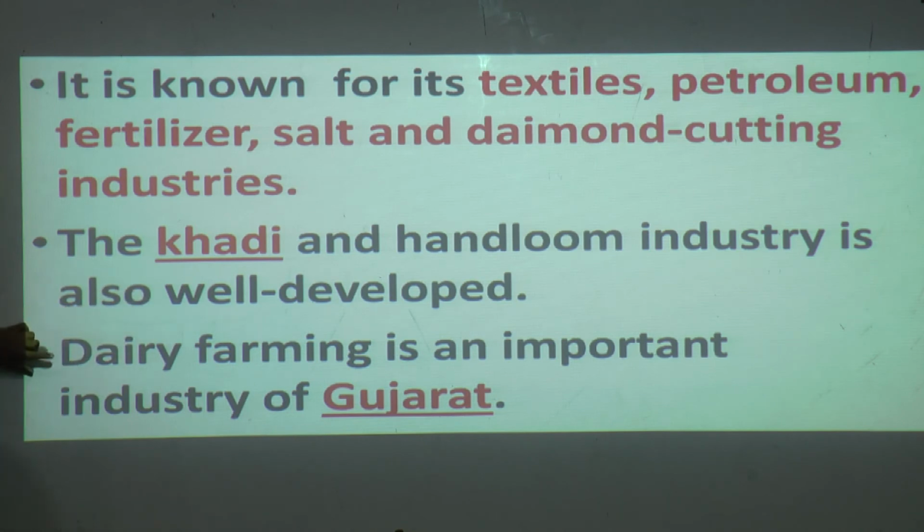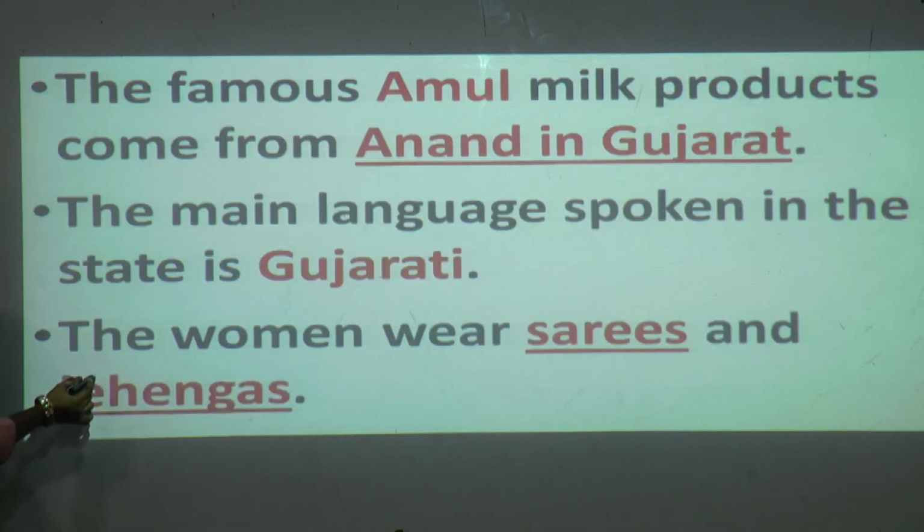Now tell me, what is dairy? Dairy farming. In the morning you eat and drink, no? Yes, milk. Now where does it come from? A variety of products we are using. So Anand and Amul are very famous here for milk products. Okay, now what is the main language they speak here?